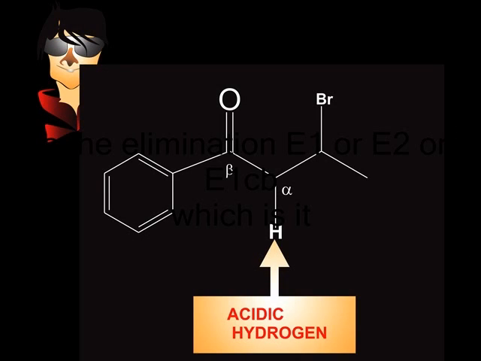In the given compound, if you look at the carbon indicated with alpha, we show that there is an acidic hydrogen. Why is this hydrogen acidic? If you notice, on the left side of this alpha there is a keto group, and on the right there is a bromo. Both of them exert a minus I effect through their sigma bonds, which weakens the carbon-hydrogen bond at the alpha position, making it acidic in nature.